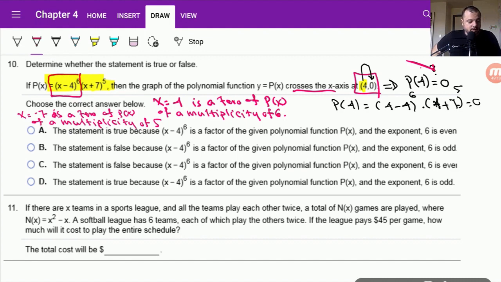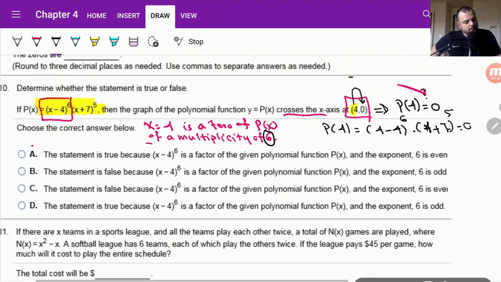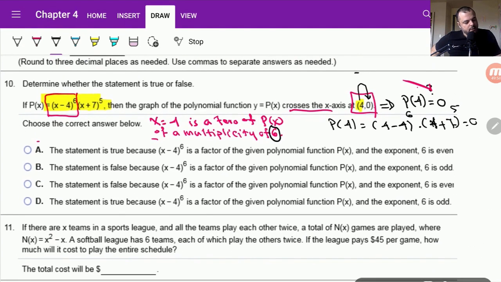But we don't care about the second one, we just care about the first one, because the question says, does the graph of the polynomial cross the x-axis at (4, 0)? It doesn't mention the (-7, 0). What we have to do is just look at the power, the multiplicity. So I'm going to erase this part and look at this number. This is number 6, right? So 6 is even. Let me call this multiplicity k.